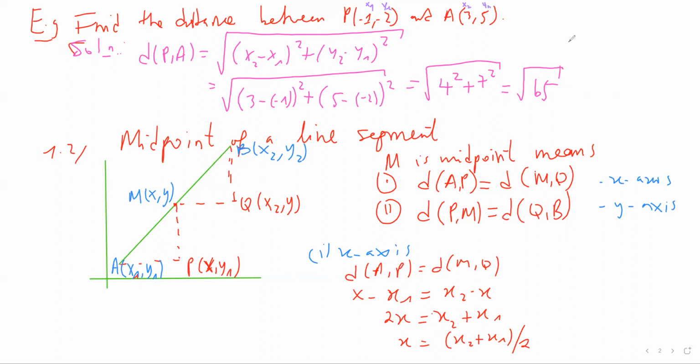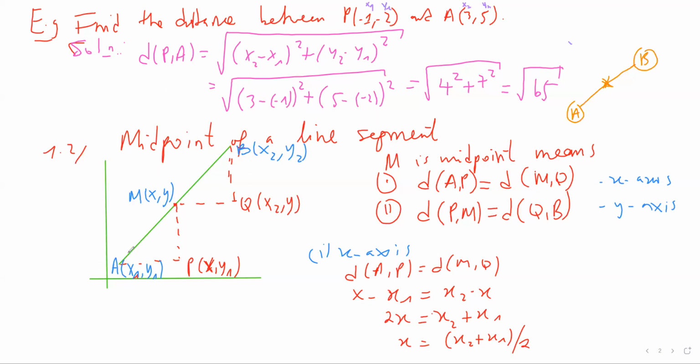So if you have 2 points, A and B, and you draw a line between them, then this is a line. What we want to do next is to find the midpoint between 2 points. The midpoint between 2 points means you are halfway on the x-axis, and you are also halfway on the y-axis.